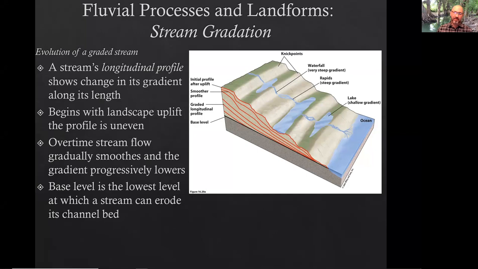The first part talked about streams and different types of streams and erosion and deposition. And then we got into stream channels of degradation and aggradation. Now we're looking at how a stream grades itself over time. Well, for a graded stream, it first starts with an uplift. Right, there's some geomorphological process that lifts the landscape up.